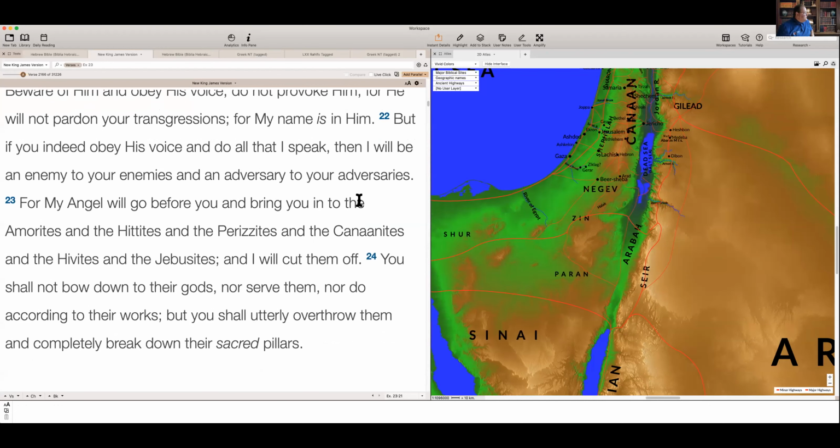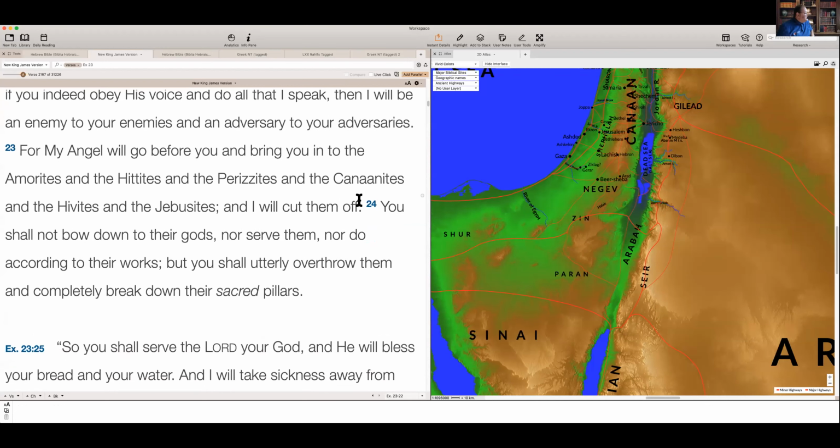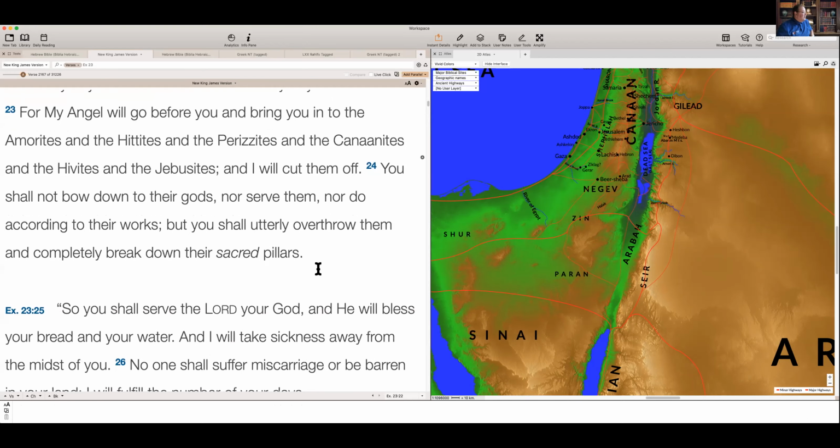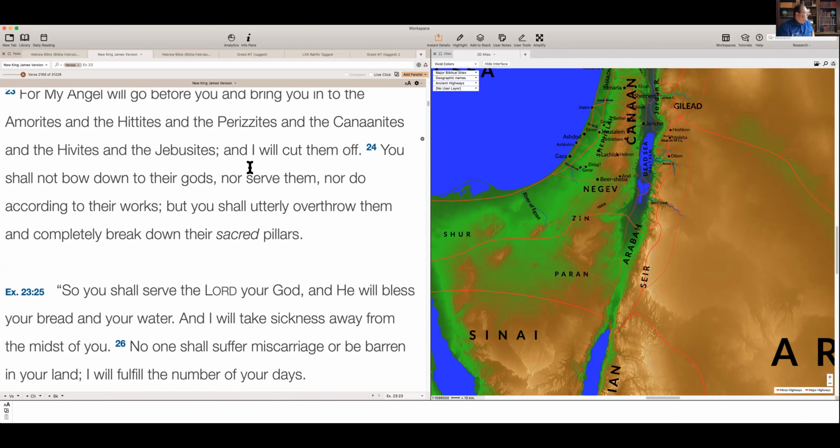My angel will go before you and bring you in to the Amorites, Hittites, the Perizzites. So here are the Amorites. That's the mount, the southern frontier. They are the nomads. Then you've got the Perizzites, and you've got the Canaanites, and you've got the Hivites. So north, north, north. Okay? And I will cut them off. See, who is going to do it? Not you fighting and killing all of them. I will cut them off.